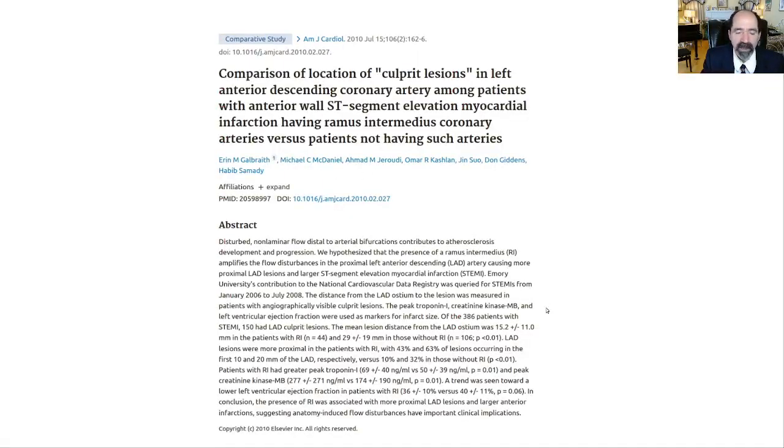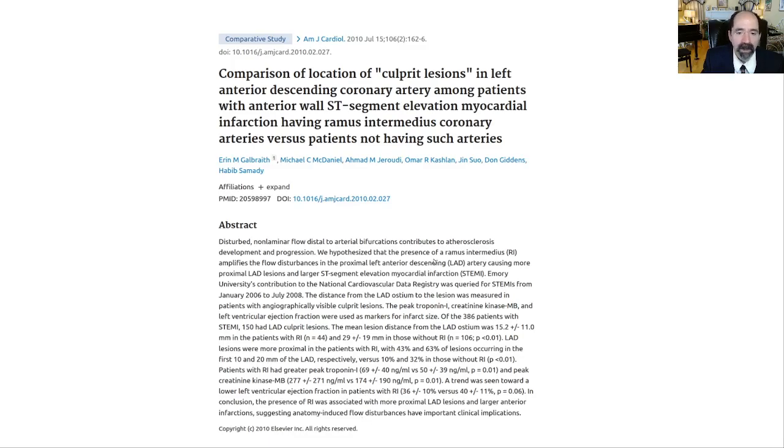Okay, so here's just a paper. Comparison of culprit lesions in left anterior descending coronary artery patients with anterior wall ST segment elevation myocardial infarctions having a Ramus branch or not. And here's the conclusion of the paper. Presence of a Ramus intermedius was associated with more proximal left anterior descending coronary artery lesions and a larger anterior infarction, suggesting anatomy-induced flow disturbance with important clinical implications.